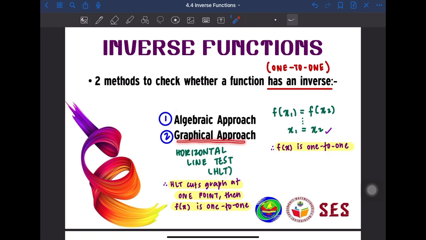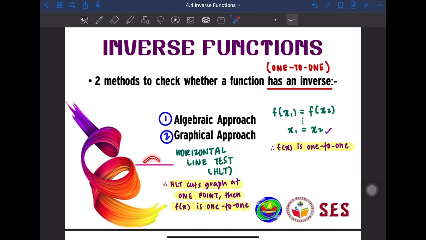And then lagi satu, graphical approach. Nama pun graphical, so kita akan draw graph dulu, graph of the function. And then lepas dah lukis graph tu, kita akan pakai horizontal line test ataupun nama pendek dia HLT. So horizontal line test, nama pun horizontal, so kita akan lukis garisan yang horizontal macam ni dekat dalam graph kita. Okay, nanti kita tengok. And macam mana kita nak conclude?